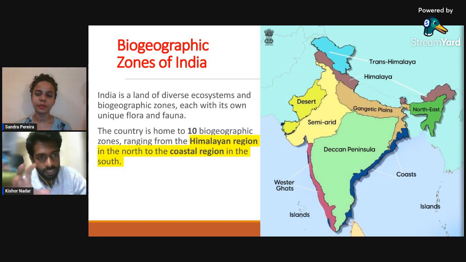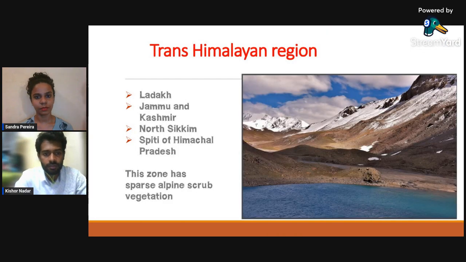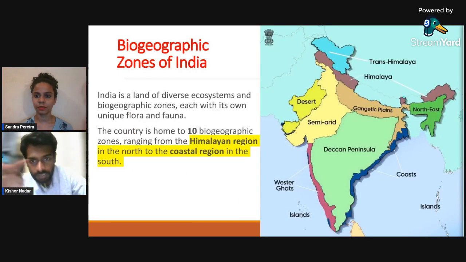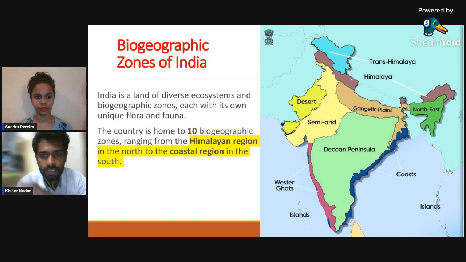Let's come to the topic of biogeographic zones of India. India is classified into 10 different biogeographic zones, because it has different areas, different landscapes, and climates. The first is the Trans Himalayan, which is the Leh Ladakh region, and then come the Himalayas, the main Himalayas, from the eastern to the western part.